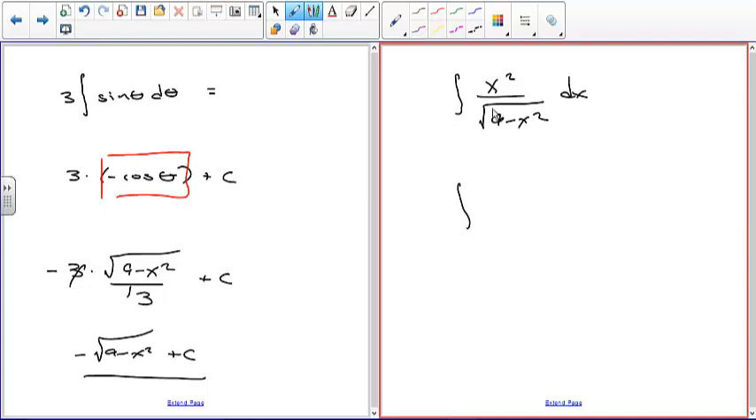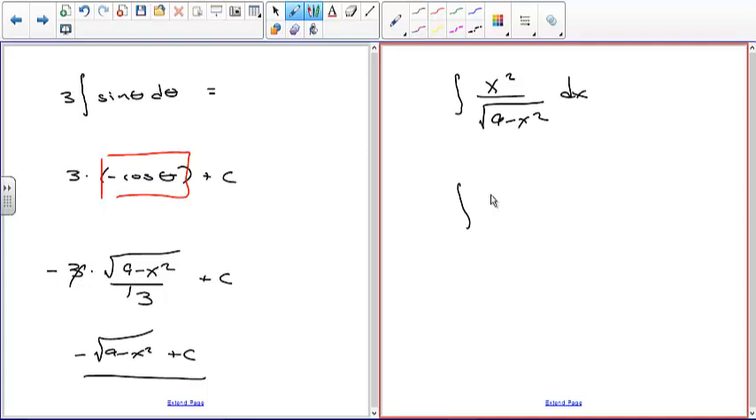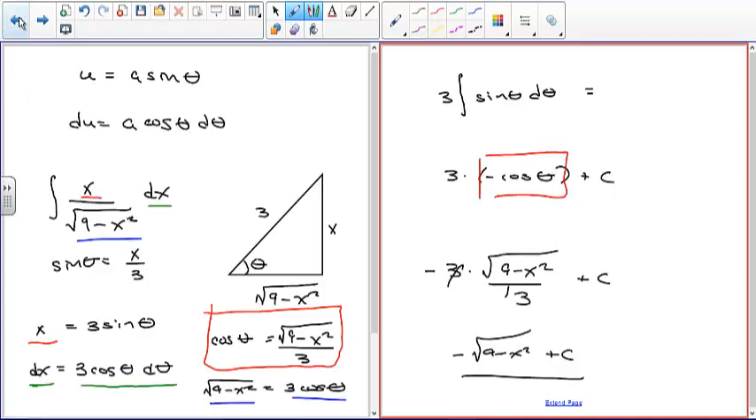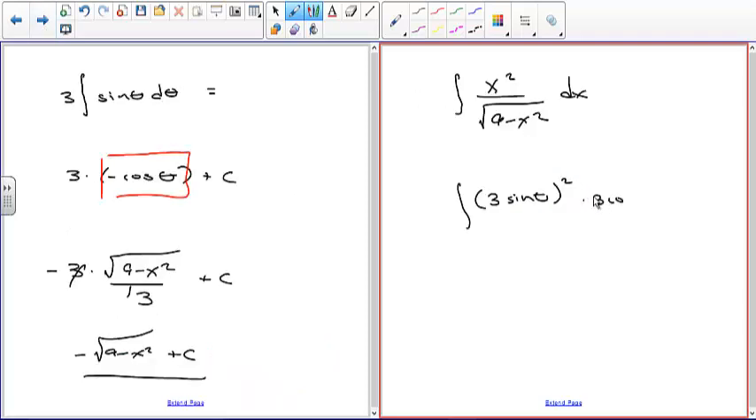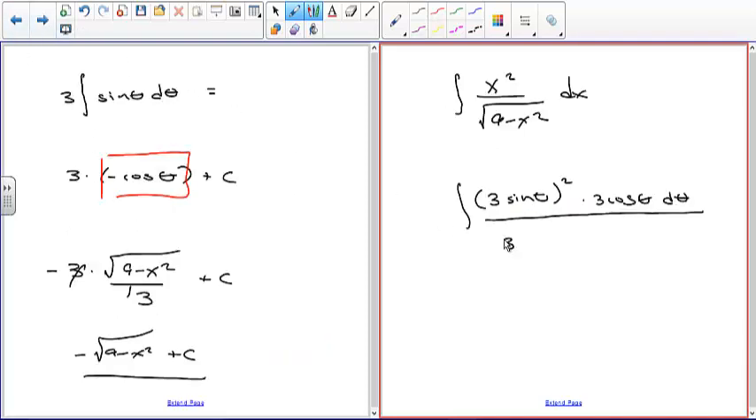So for x, if I go back to the previous problem, x was equal to 3 sine theta. So I'd have 3 sine theta quantity squared. That's the x substitution. For dx, it was 3 cosine theta d theta. And I'm going to divide by the square root of 9 minus x squared, which is 3 cosine theta. So that's it. I have an extra 3 sine theta in the numerator.